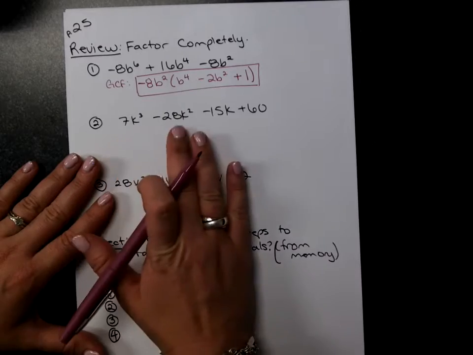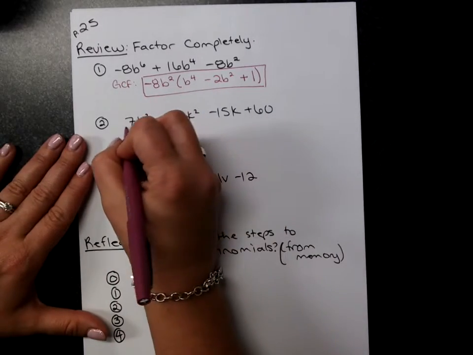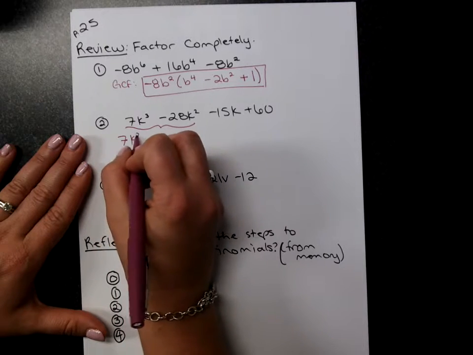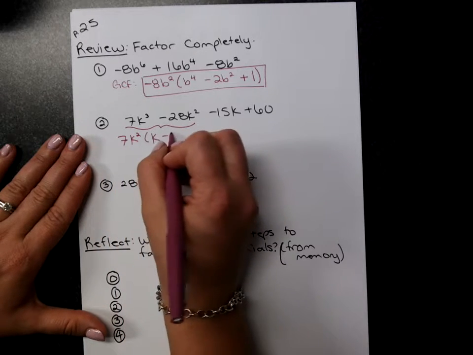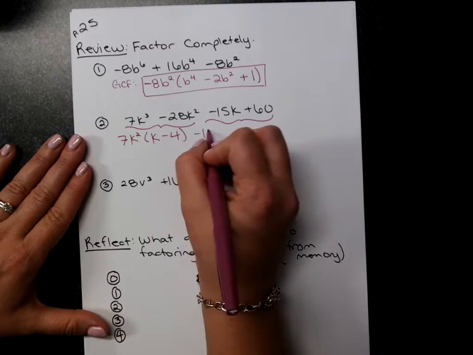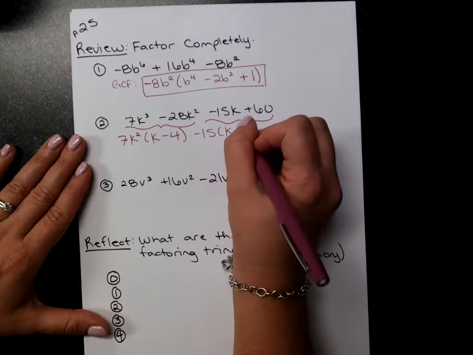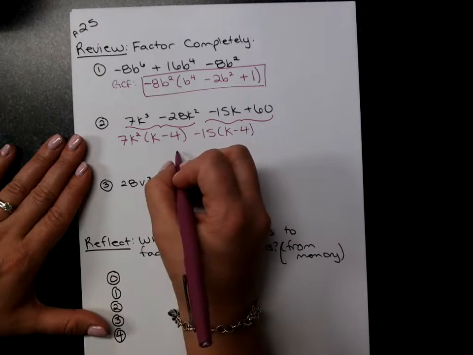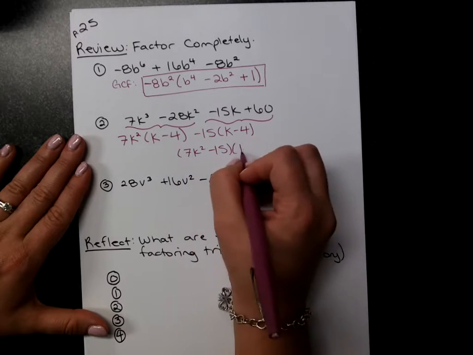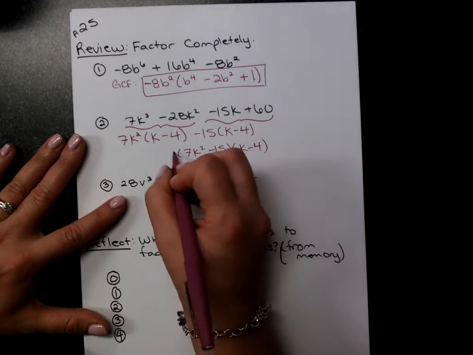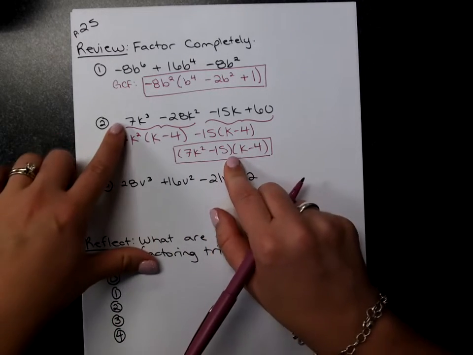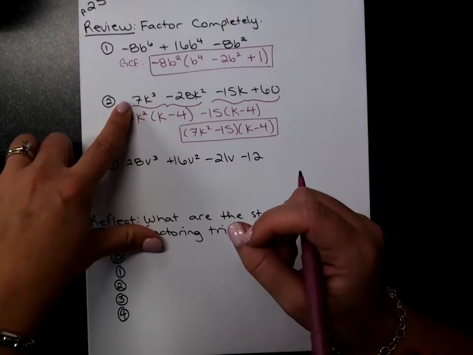Number 2, we have 1, 2, 3, 4 terms. So we will group. Between the first 2 terms, there's a 7 in common and a k squared. That leaves k minus 4. The second 2 terms, we've got that negative, so we're going to take out negative 15. That should also leave k minus 4. For a final factored form of 7k squared minus 15 times k minus 4. Your back-to-back binomials. If we were to FOIL those back together, we'd get back to the original problem.